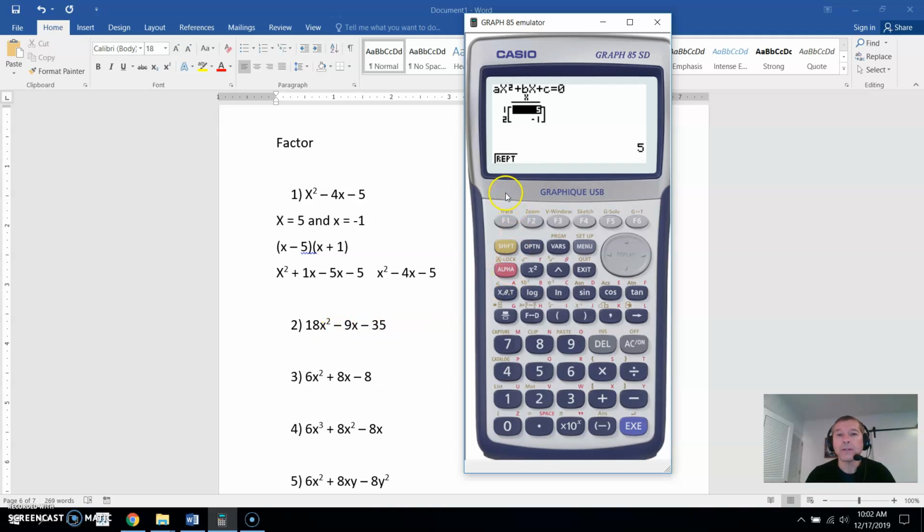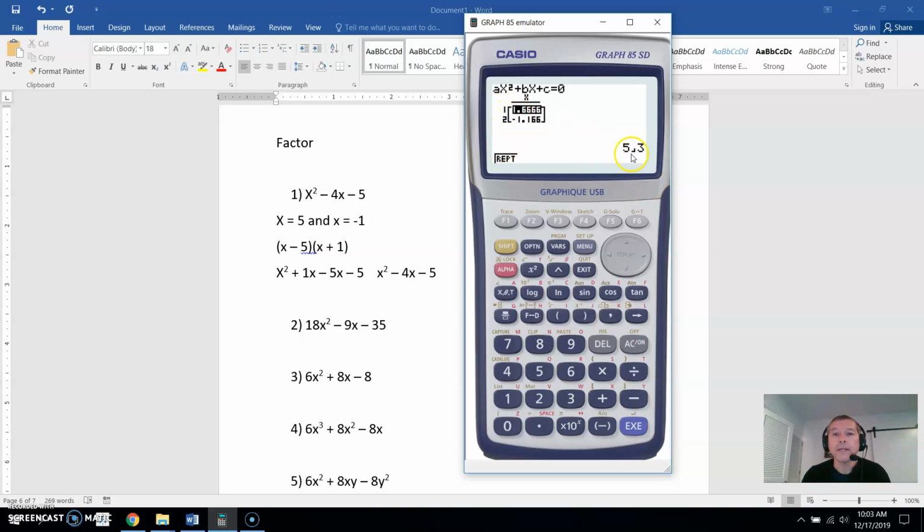Let's try this next one. I'll hit right here, F1, or repeat, so I can type in new coefficients. Again, this is a second degree equation, so I'll type in my coefficients of 18, execute, then a negative 9, then a negative 35. Once you get those locked in, click solve, and you can see that these aren't whole numbers.